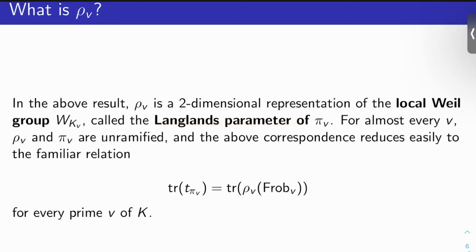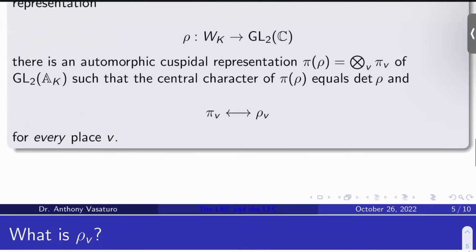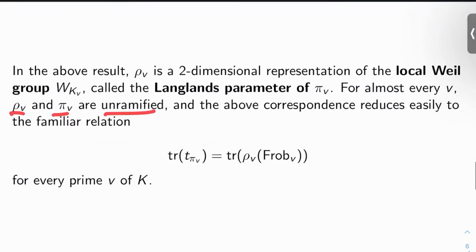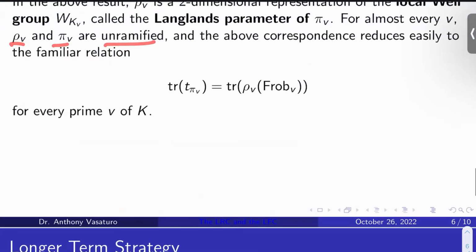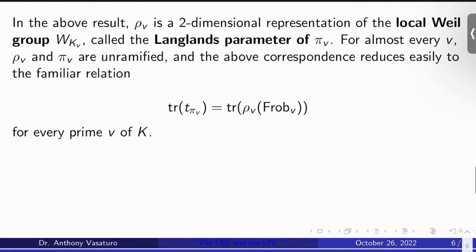All right. For almost every place v, or prime v of K, if you like, rho_v and pi_v are unramified. And this correspondence up here, the fact that these match up under LRC, reduces easily to the familiar relation that the trace of T_{pi_v}, the Langlands class of v, is equal to the trace of rho_v of the Frobenius at v for every prime v of K. So this is a familiar relationship we've seen in previous videos.